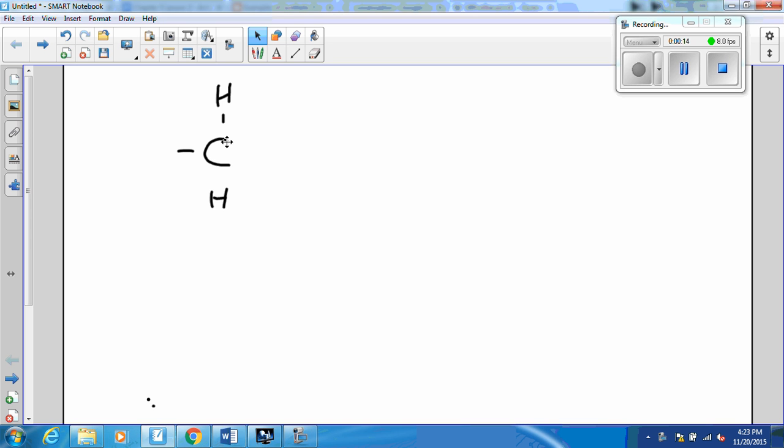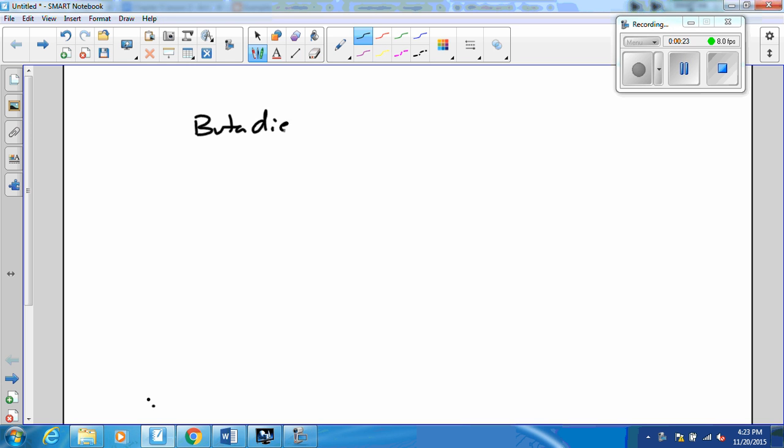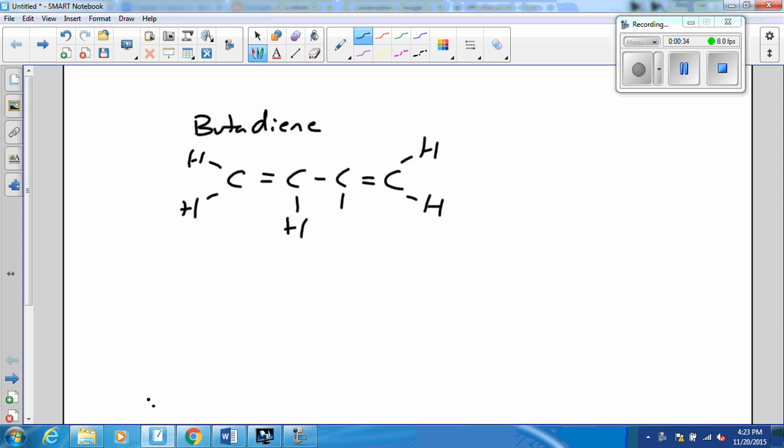Synthetic rubber is made up of two different kinds of molecules put together. And one of them is butadiene. And that looks like this. Like this. And each one of these H's represents a hydrogen atom. And each one of these C's represents a carbon atom.